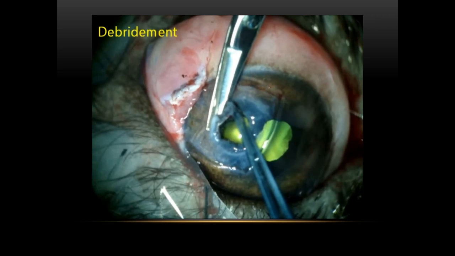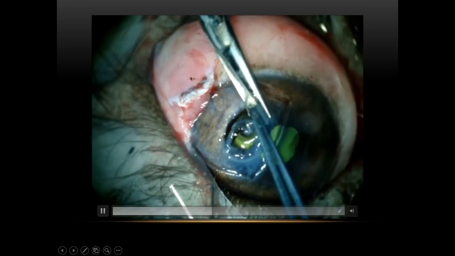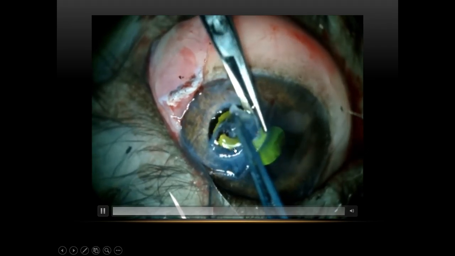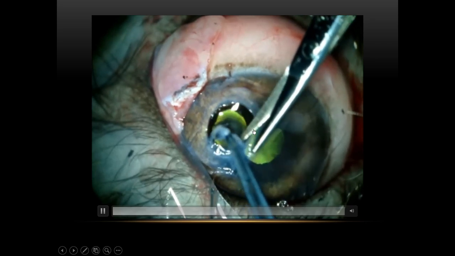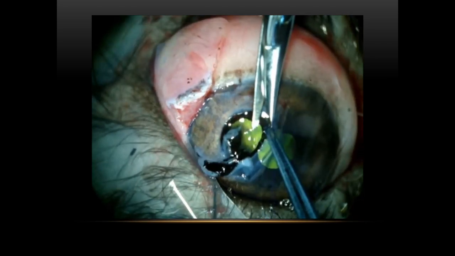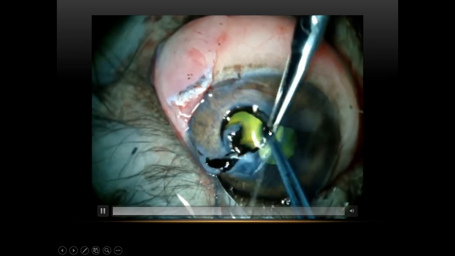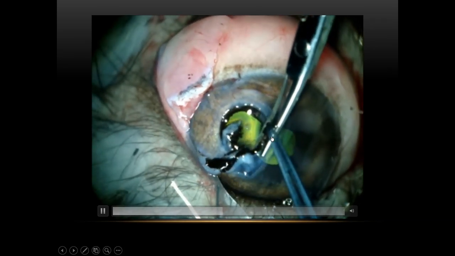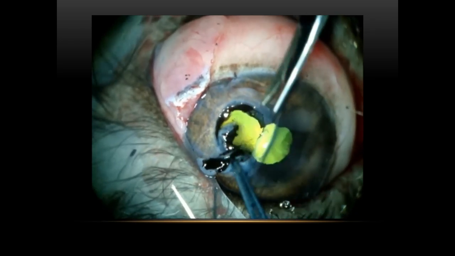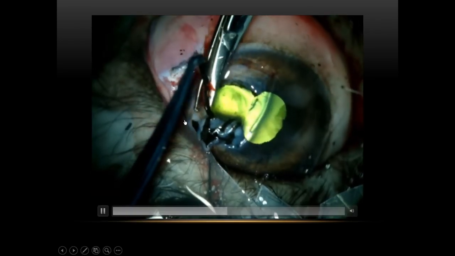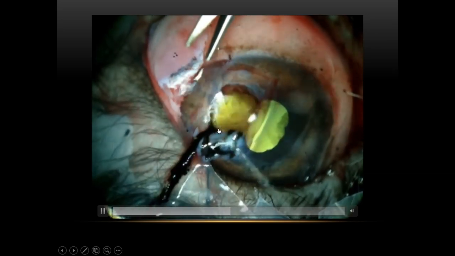Now we're doing the debridement of this devitalized iris tissue here. That's important to do. We do that till we reach a sound tissue. We know when it happens, when you have bleeding, just like that. You don't have to worry about the bleeding, okay?